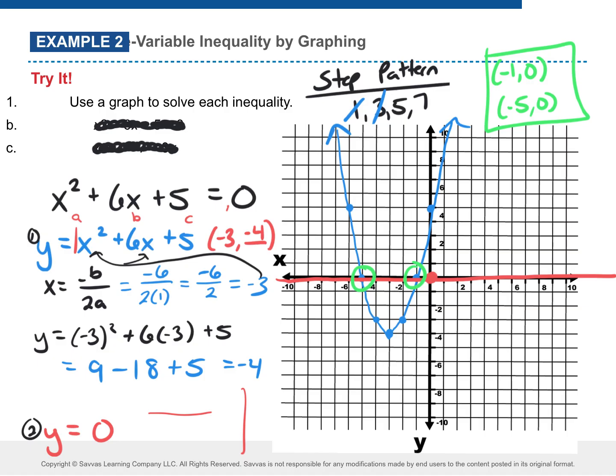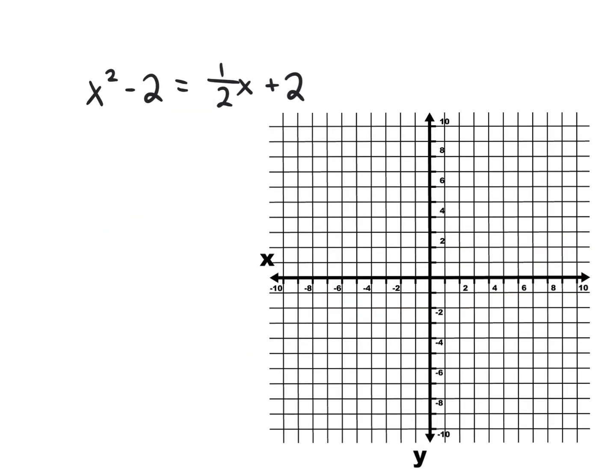Okay. Here is our system of equations we're talking about. What is the first thing we want to do since it's written together? What do we want to do with this? Get them separately. Write them separately, right? So this turns into y equals x squared minus 2. Our other one is y equals 1/2 x plus 2.